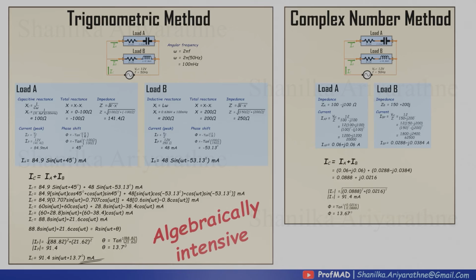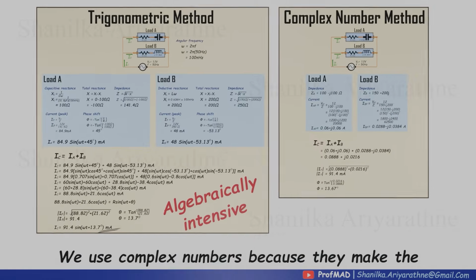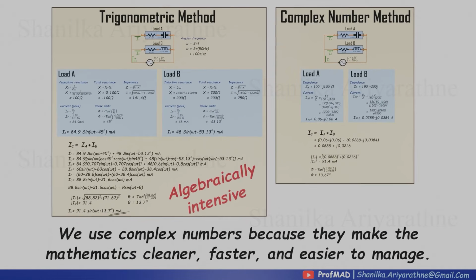And this is something many students miss. Complex numbers in electrical engineering are not some kind of black magic. We use them because they make the mathematics cleaner, faster, and easier to manage. And that brings us to the end of this video.